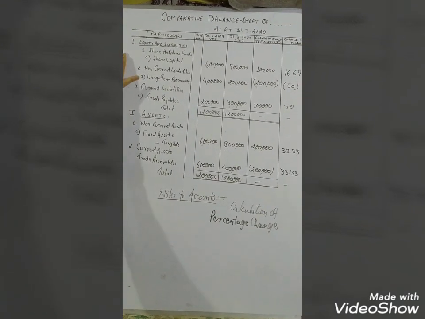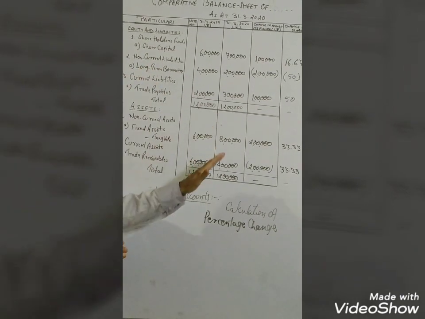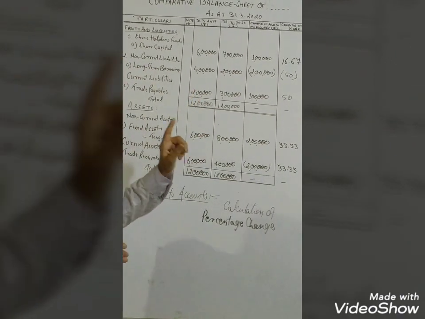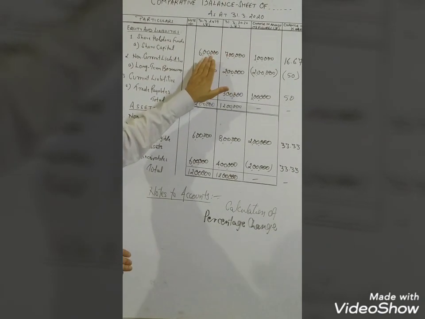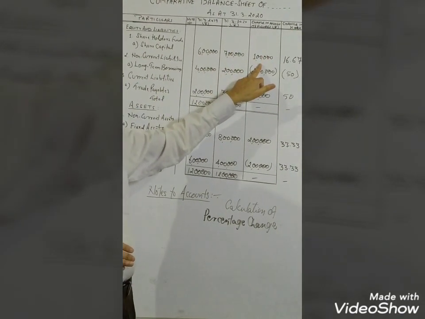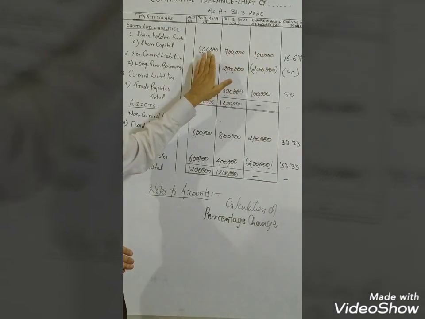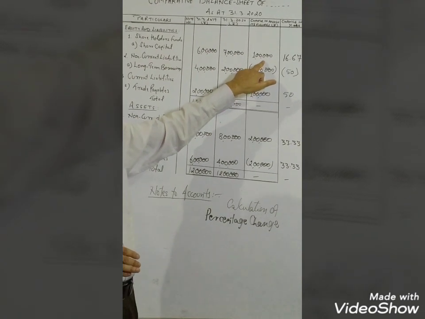Now section 1, equity and liabilities. The first major head is shareholders funds. Under shareholders fund, the first subhead is share capital. In the balance sheet, the values for the share capital for the year 2019 is rupees 6 lakh and 2020 it is rupees 7 lakh. From rupees 6 lakh to rupees 7 lakh, there is an increase by rupees 1 lakh. This is the change in absolute figure. 6 lakh, 7 lakh, the difference is rupees 1 lakh.